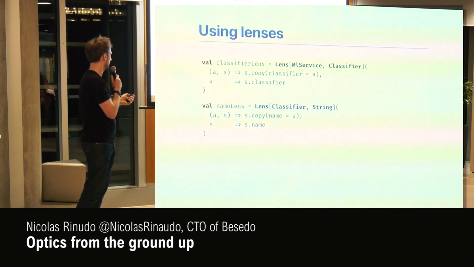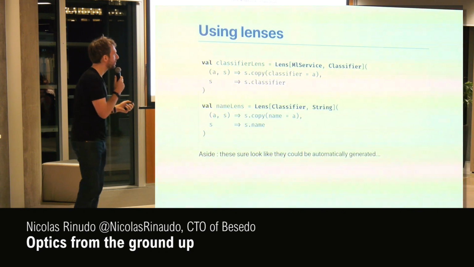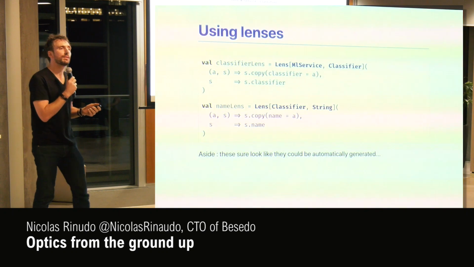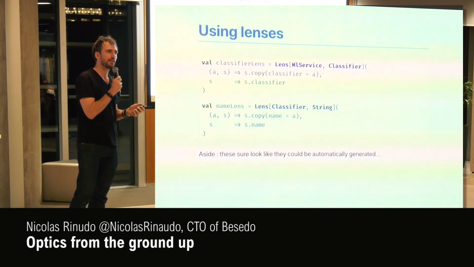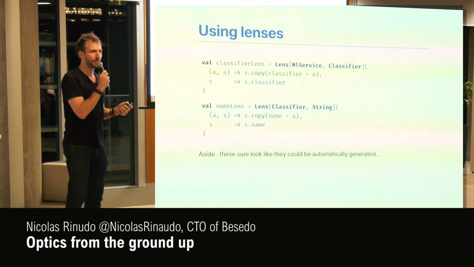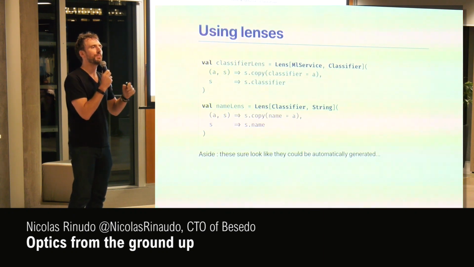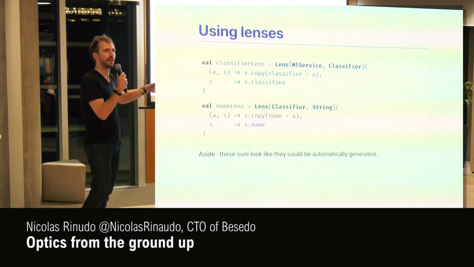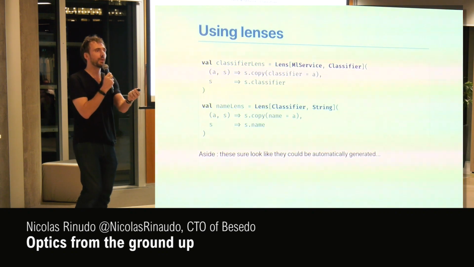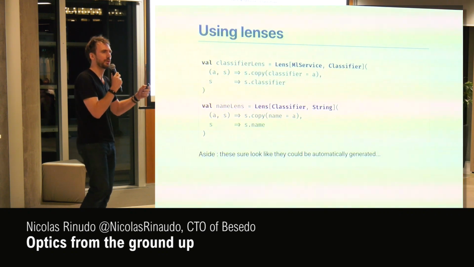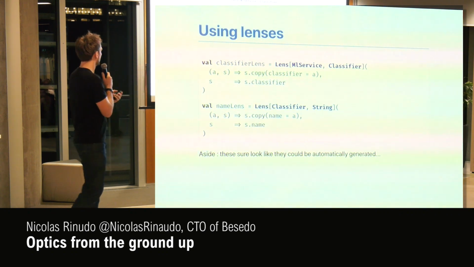Clearly, this code looks like it could be generated. Yes? Quick question. If the classifier field was an optional, your A would be an optional classifier, and then you have to deal with that? I would prefer not to answer that now, because that would be telling, because we tackle that a bit later. But it's a very good question. I am going to answer it in like 10, 15 slides.